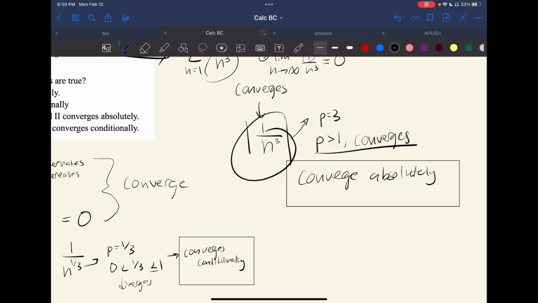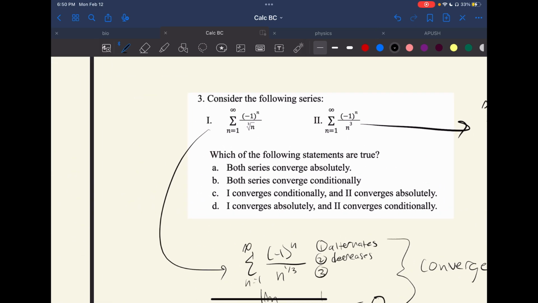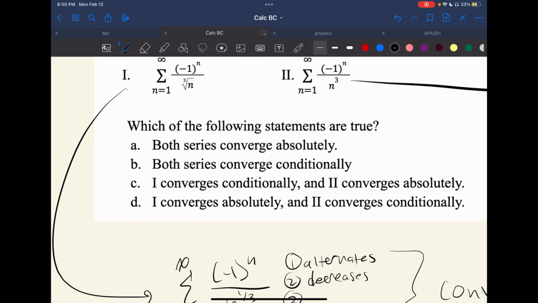So neither of them diverge. One of them converges conditionally and the other one absolutely. So the answer is going to be C.